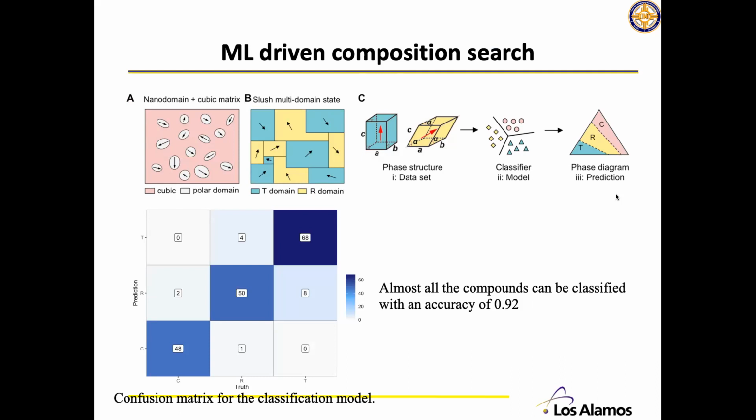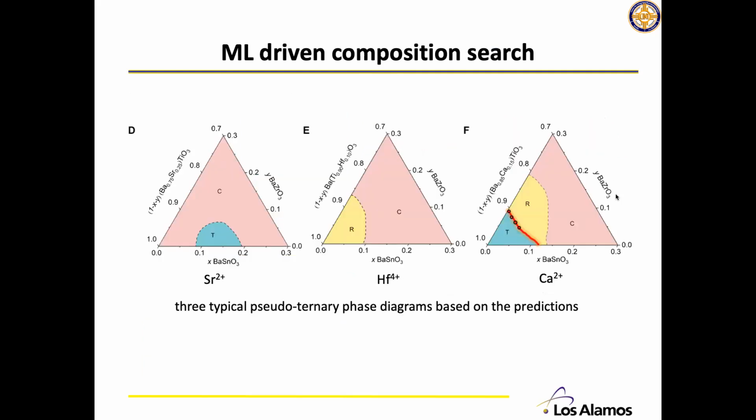And you can see here the confusion matrix. As you can see, the prediction is pretty good, with an accuracy around 92%. We can use this model to predict the 47,000 compositions. We have about 30 phase diagrams we can select from, and we select here 3 typical phase diagrams. As we are selecting the RT phase boundary, we can ignore the CT phase boundary and the CR phase boundary, so we narrow down the field.